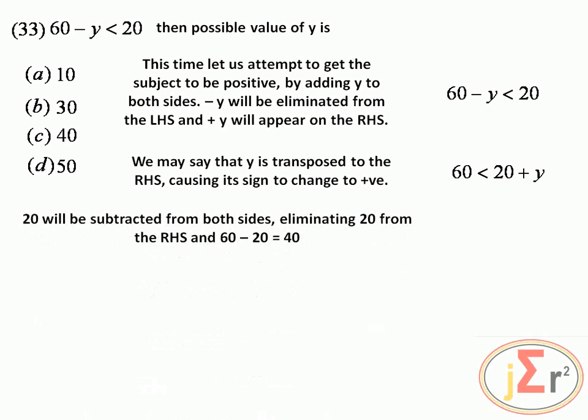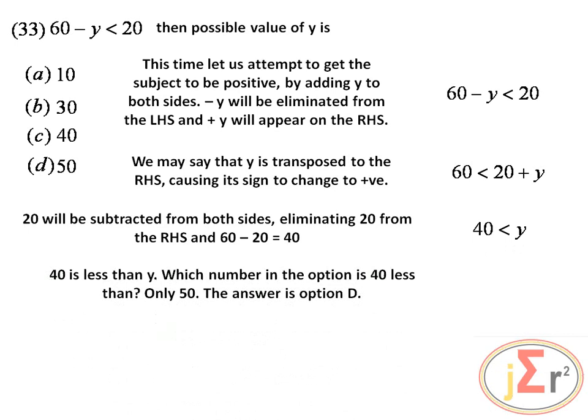And then what? 20 will be subtracted from both sides, eliminating 20 from the right hand side. And 60 minus 20 is equal to 40. Now we have this y on the right hand side, and it is accompanied by a 20. We therefore need to eliminate 20 from this side, and that will be done by subtracting 20. But of course we are talking about an inequality, so we need to subtract 20 from both sides. 20 will be eliminated from the right hand side, and 60 minus 20 is 40. So we have 40 is less than y. So 40 is definitely less than that number that we are looking for.